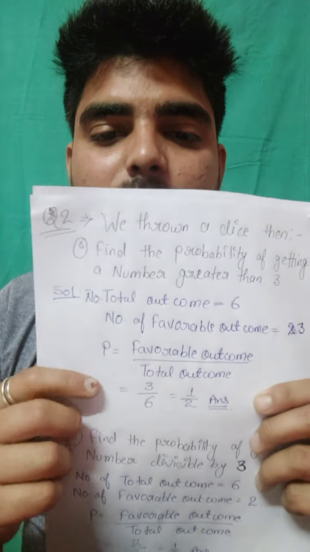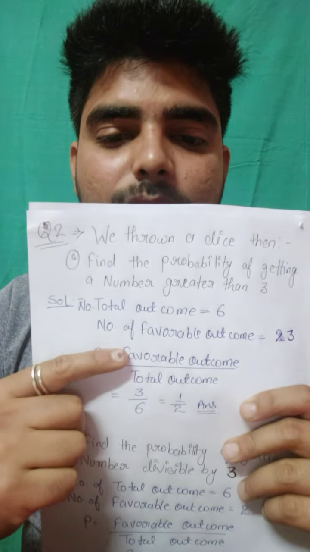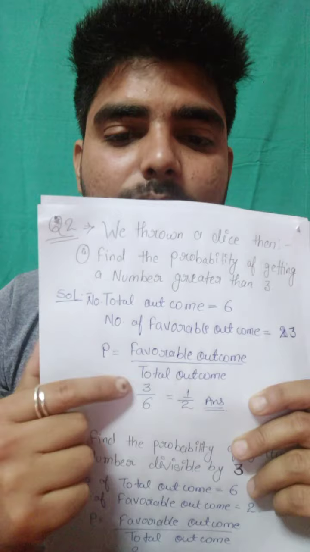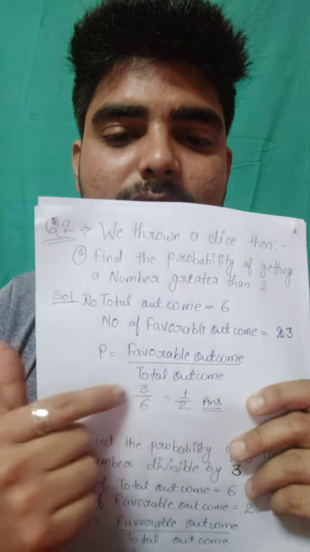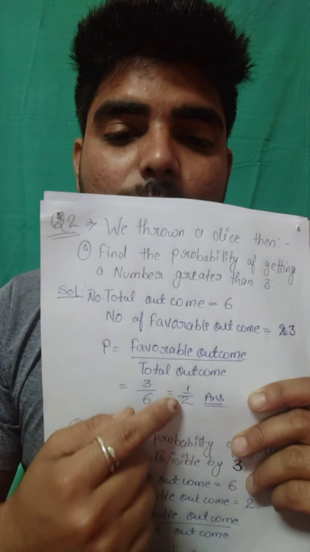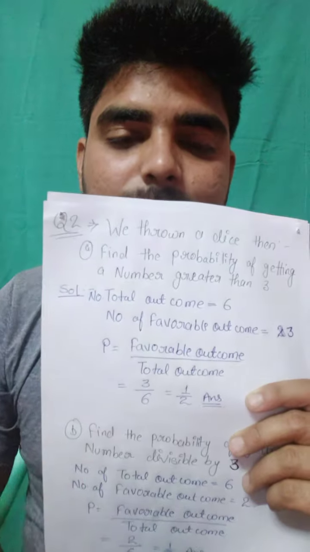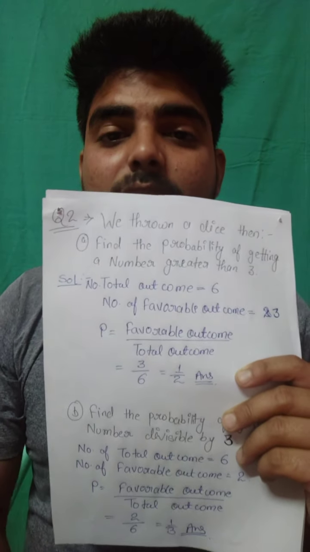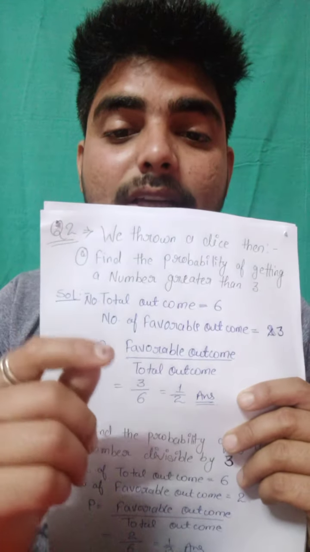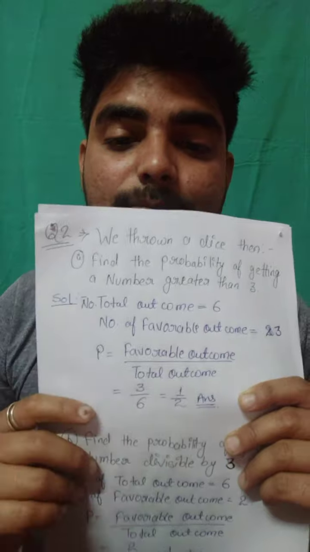So what is the probability? According to the formula, favorable outcome upon total outcome. Favorable outcome is 3 and total outcome is 6. So the probability will be 3 upon 6. We will cancel them by 3. So we will get 1 upon 2. So 1 upon 2 is the probability in this case. It means there are 50% chances, or half chances, of getting a number greater than 3 in throwing the dice.